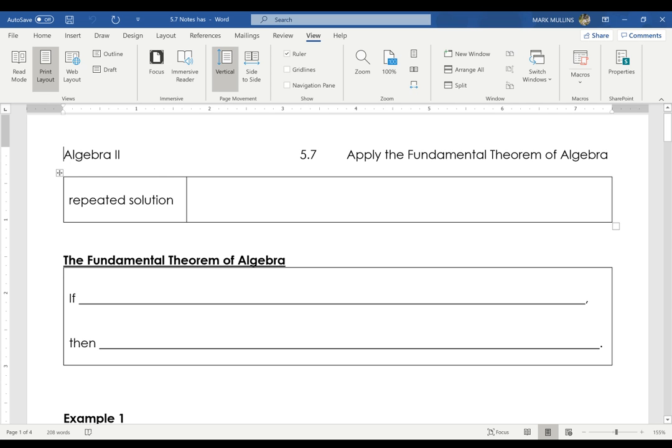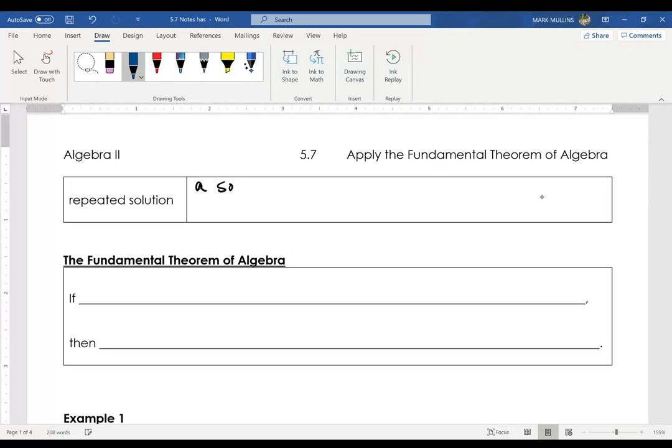Algebra 2, 5-7, apply the fundamental theorem of algebra. So first is the idea of a repeated solution. A repeated solution is a solution that appears more than once. I have no idea how the color just changed.